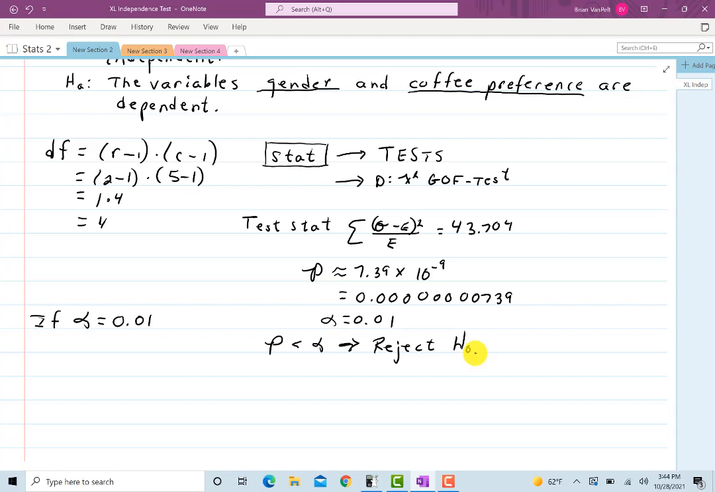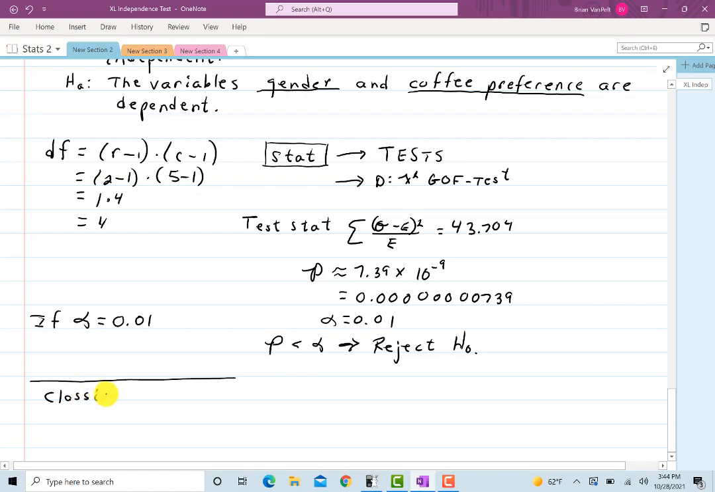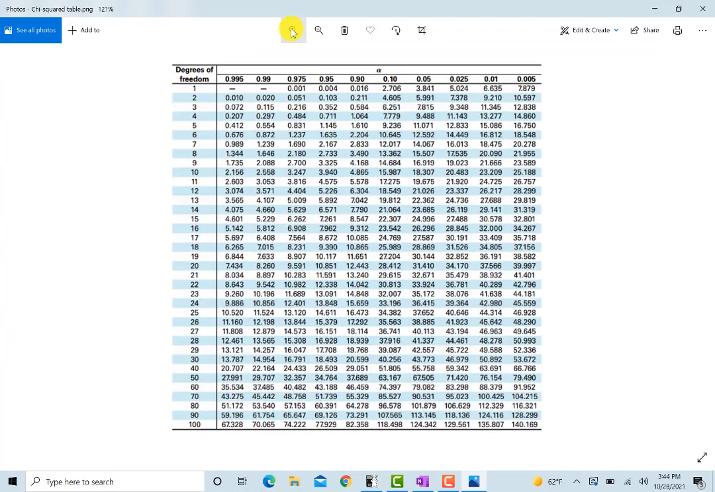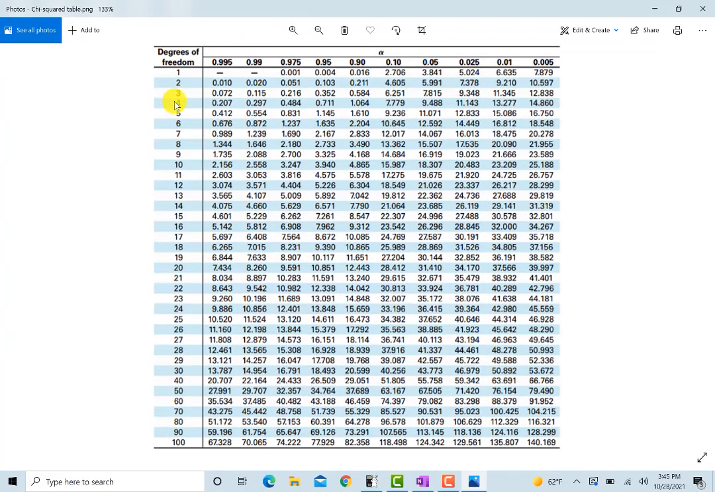Now, if instead you decided to use the classical method, what are we going to use? Well, the same. Alpha is 0.01. The degrees of freedom will still be 4. And then we'll pull up the chi-square table. Let me increase its size a little bit. So the degrees of freedom is 4. And go down to alpha equals 0.01. I get 13.277.